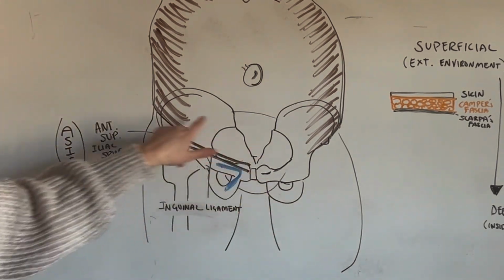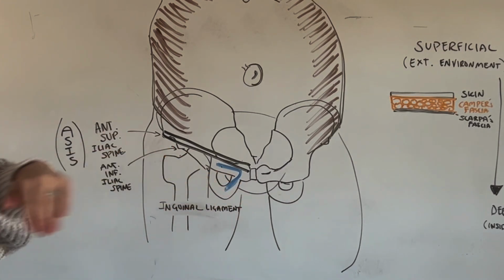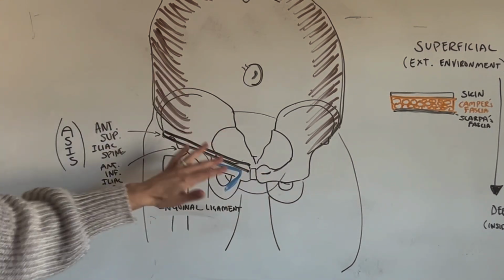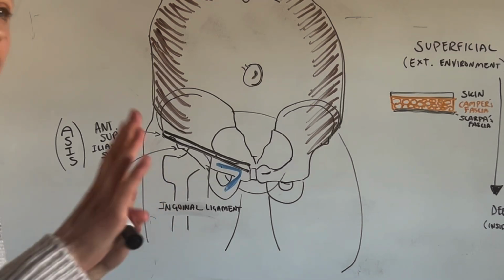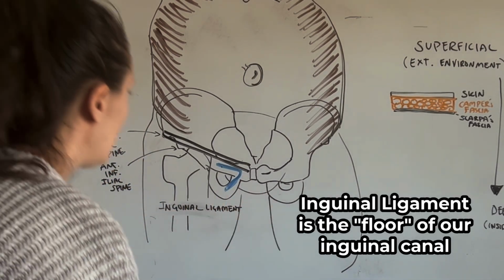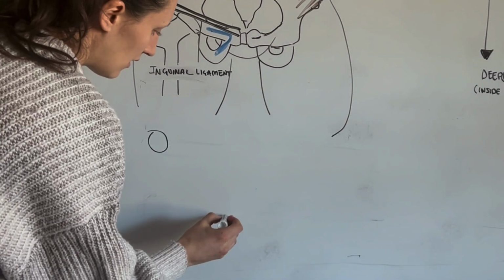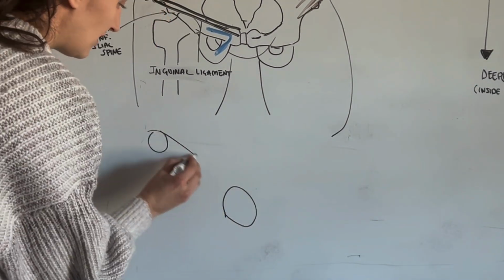Because these are bones, this is very, very deep. So the inguinal ligament is inside, bone to bone. Very, very deep. What we call the floor of our inguinal canal. Now, what I mean by floor is when we imagine the inguinal canal, I want us to imagine a tunnel. And that tunnel has an opening on both sides, like so.